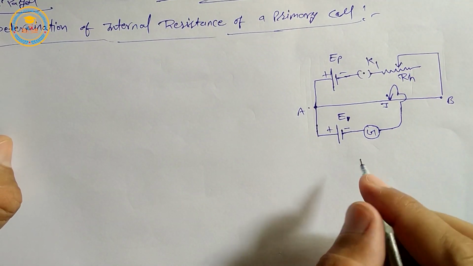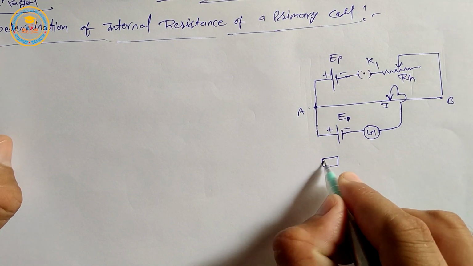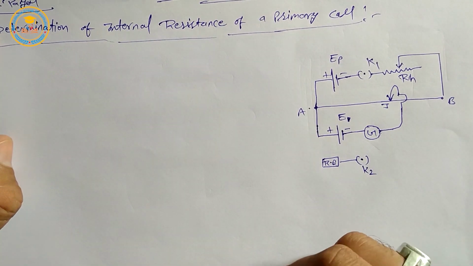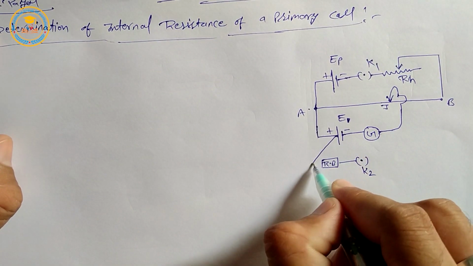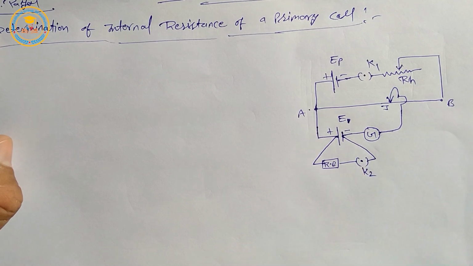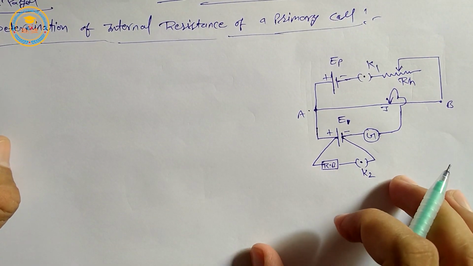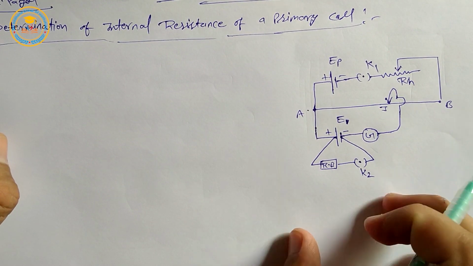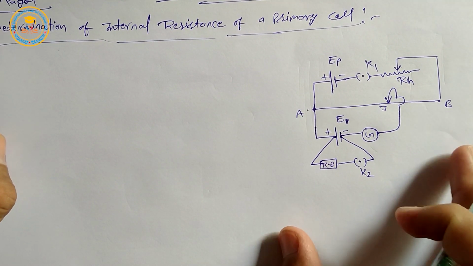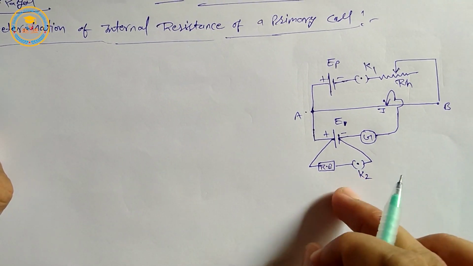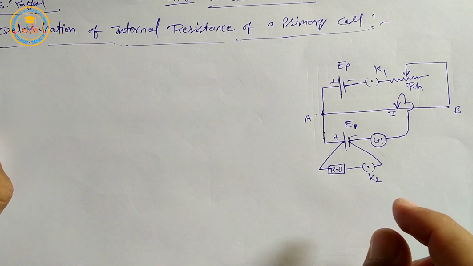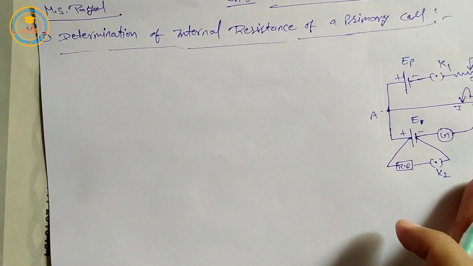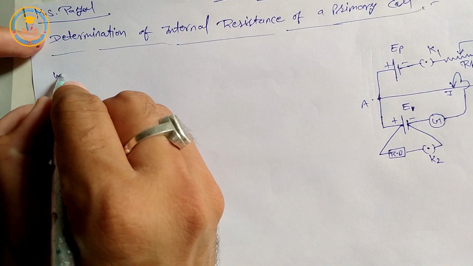Now a resistance box and a key K2 are connected between the terminals of this cell E. This is the construction and diagram of this application of the potentiometer, which is determination of internal resistance with the help of a potentiometer. Now we study the working.